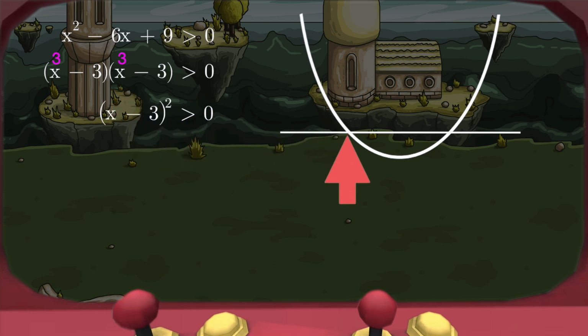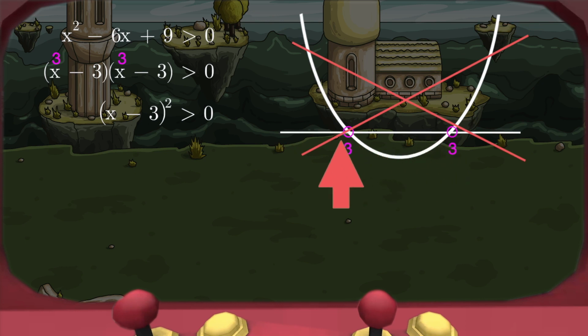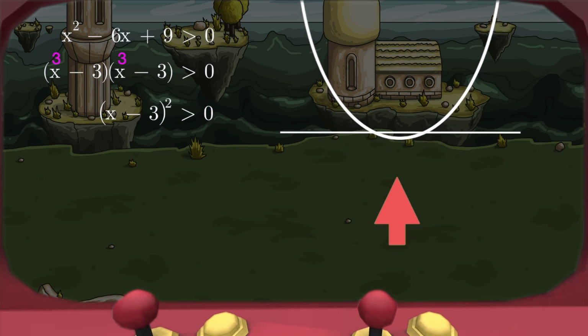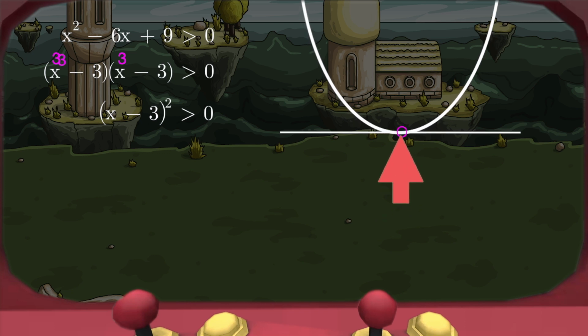So we cannot say that this x-intercept is a 3 and this one is also a 3, because how can it be a 3 in two different places? That means when we get two critical points that are exactly the same, we need to move this parabola up so that it touches the x-axis only at one place. And that place is now the 3, which is the critical point for this bracket and this one. Got it?